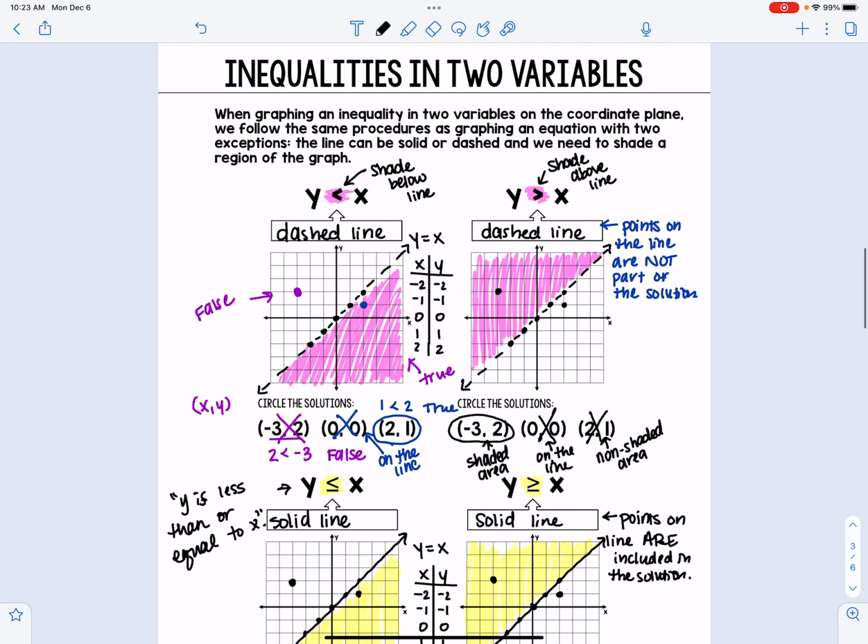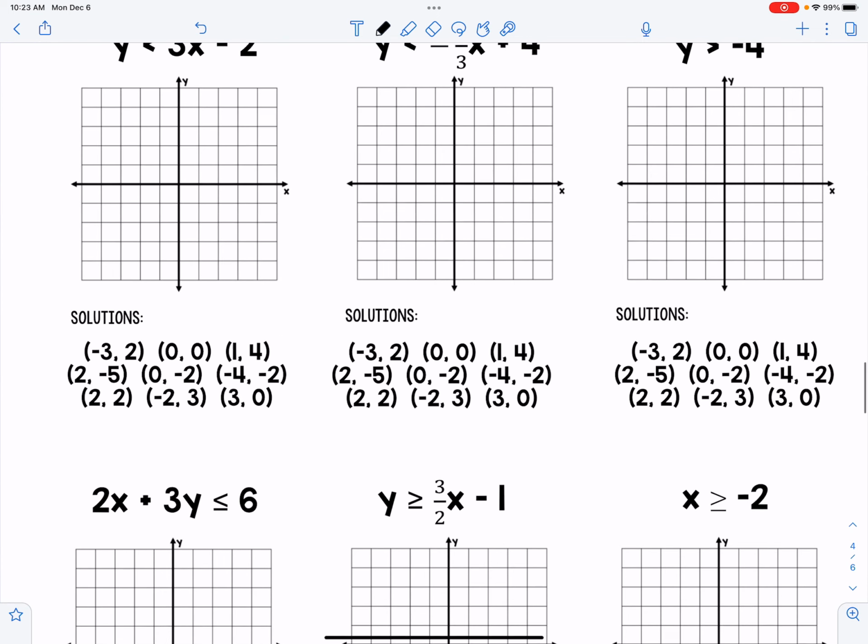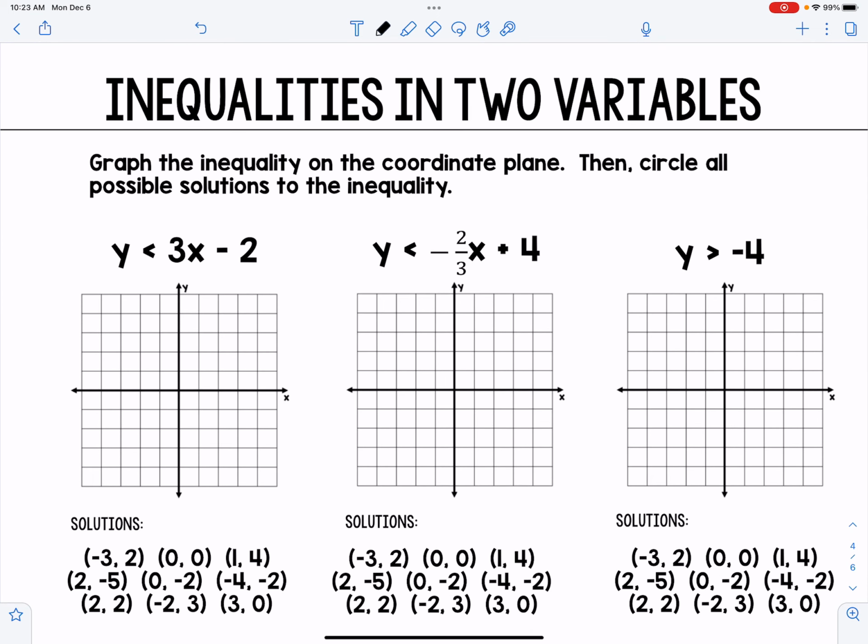All right, moving on to the back page. Now we're going to actually get into what our normal inequalities are going to look like. We're going to graph the inequality on the coordinate plane, then circle all the possible solutions to the inequality. Again, we're going to start off by rewriting these inequalities as equations so we can create a table of values. You don't have to do this if you don't want to. You can always just graph the line like normal. And I'm actually going to do that for our next example.